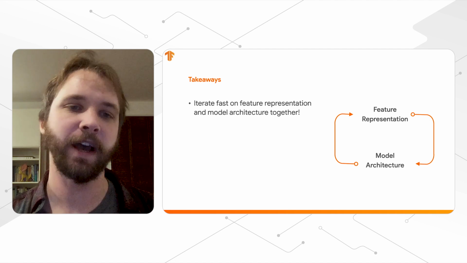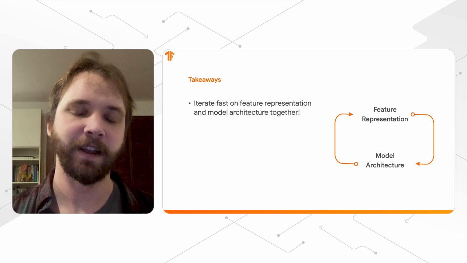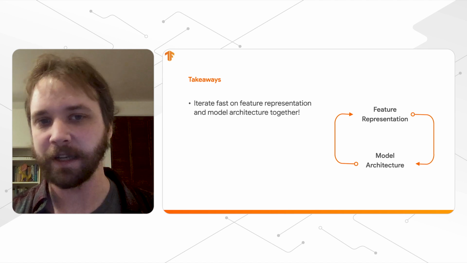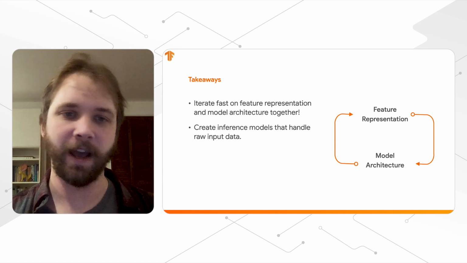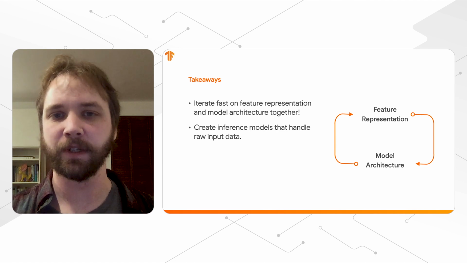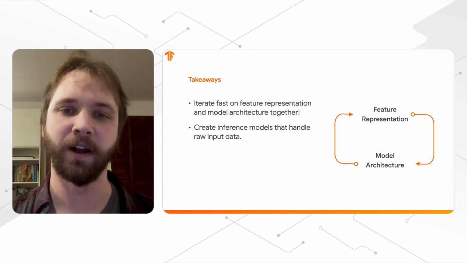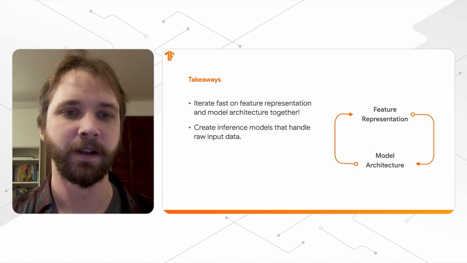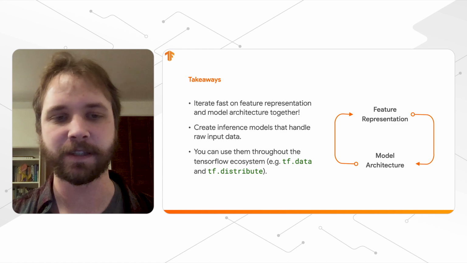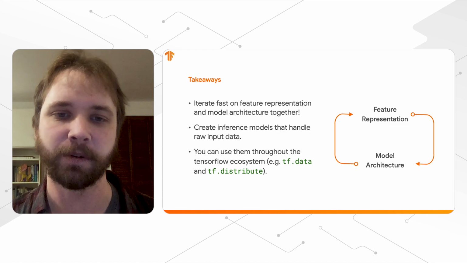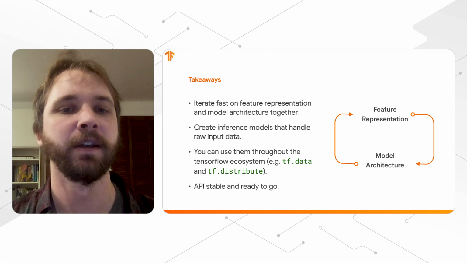Once you have built a model and you've saved it and you're happy it's performing well, an advantage of using Keras layers for your preprocessing is it's really easy to zip up your preprocessing along with the rest of your model and have that saved model speak the raw input data that you care about. So you can build an inference model that can take raw input text, like the example that we worked with. Keras preprocessing should be well integrated with the rest of the TensorFlow ecosystem. tf.data and tf.distribute both work with Keras preprocessing, and it is now API stable as of TensorFlow 2.6 and ready to go.